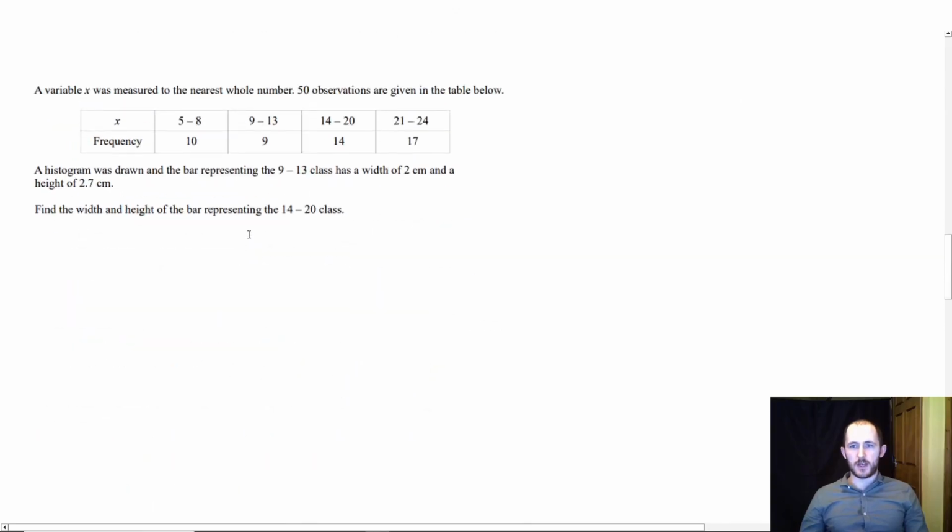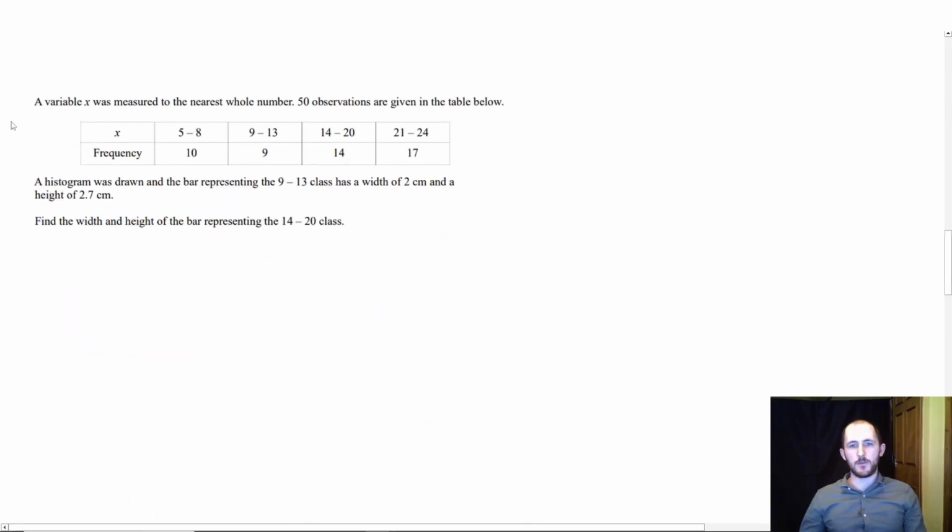Question 2 is another kind of common type of question that they like to give you. So they're giving you a variable x, doesn't matter what it is, measured to the nearest whole number. 50 observations are given in the table below. Once again, if you look, the class widths are actually incorrect. So a lot of the time they actually give you correct class widths, but there are some of you out there that are going to come across questions where they don't give you the correct class width, so all you need to do is correct them by yourself.